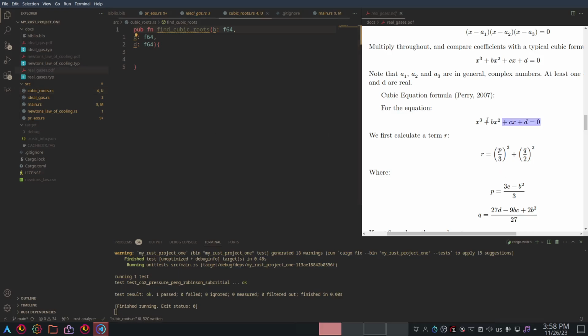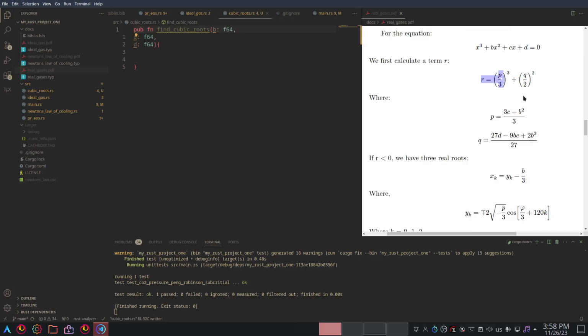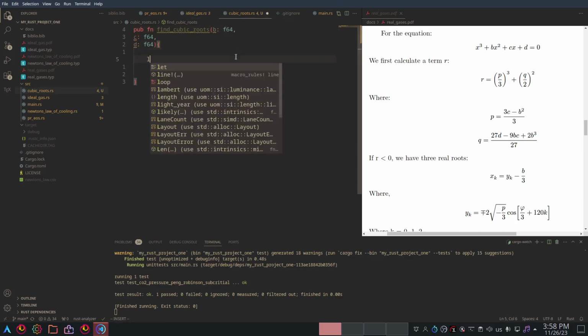Next, after we have B, C, and D, we're going to need to find R. R is dependent on P and Q. So R is going to be an f64.